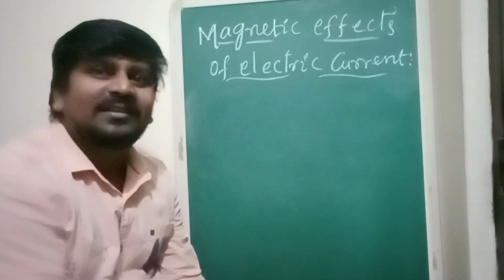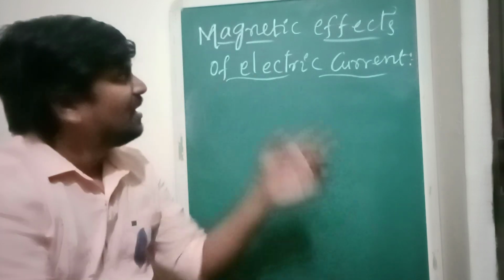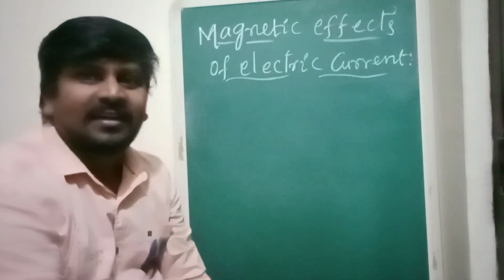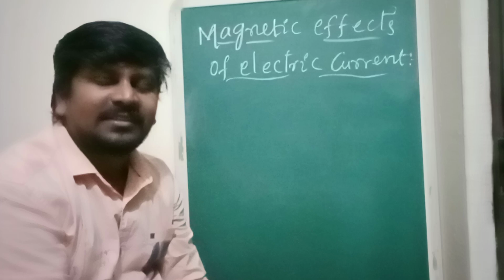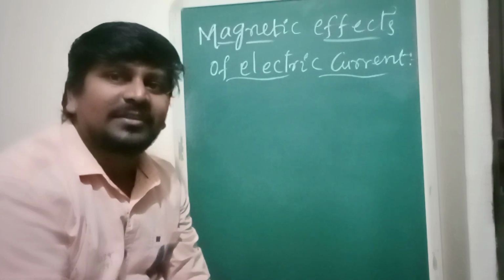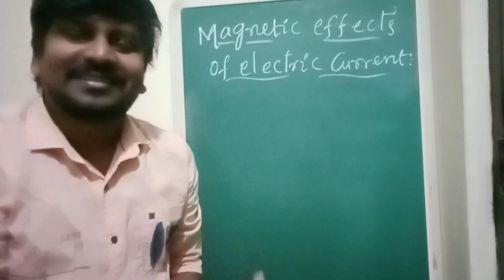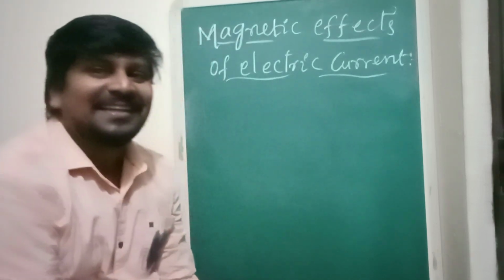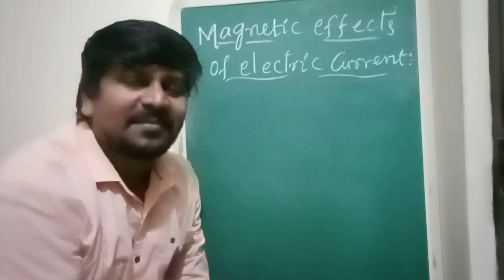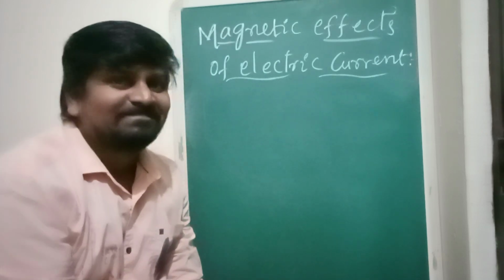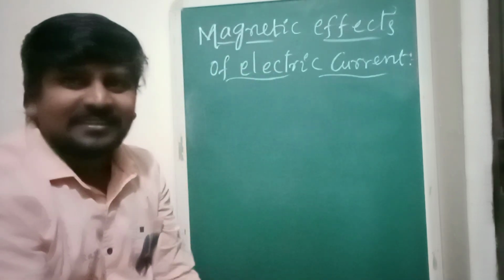So this is Shiva. We are going to learn magnetic effects of electric current, right? Yes. So what is the magnetic effect of electric current? So this is a convex and concave lens. Yes. So this is physics sir. So we are going to discuss the topic.